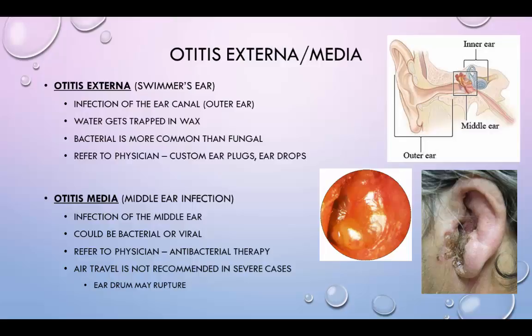to prevent further infection. Otitis media is a middle ear infection. It could be a result of a bacterial or viral infection. It is best to refer individuals to a physician for possible antibacterial therapy. Air travel is not recommended in severe cases as the eardrum may rupture.